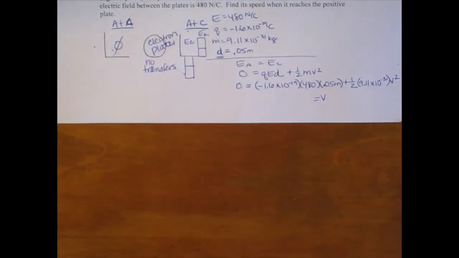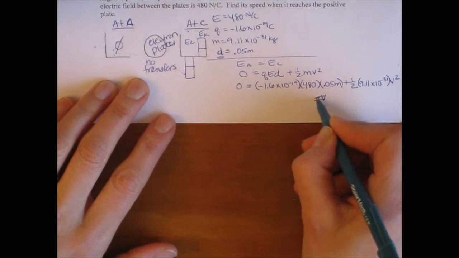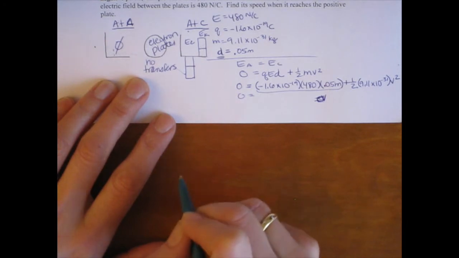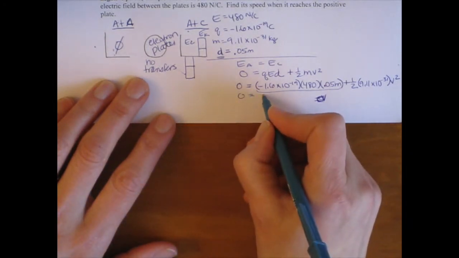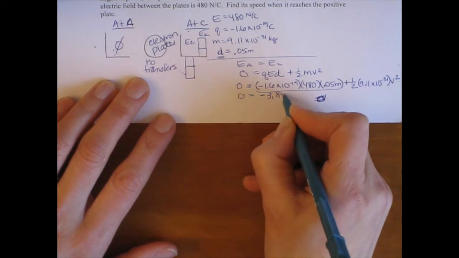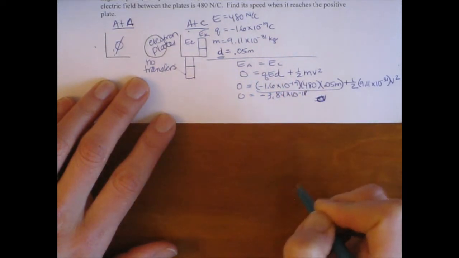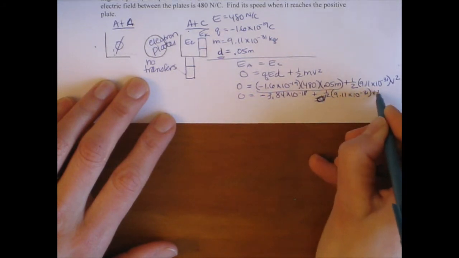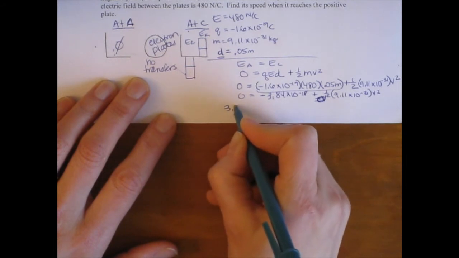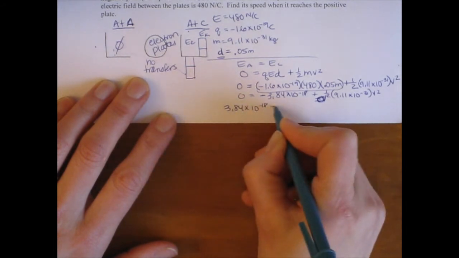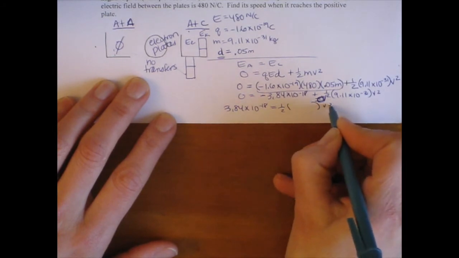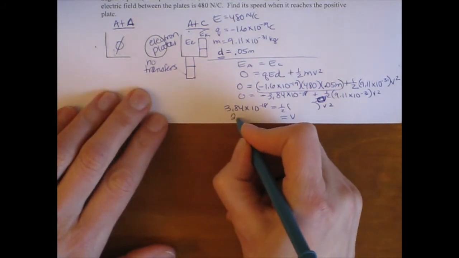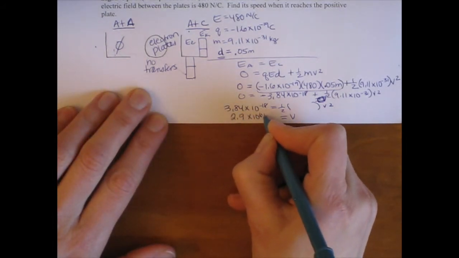And go ahead and input that into your calculator. Actually, before I input the whole thing, I'm going to just calculate this part right here, which comes out to be -3.84 times 10 to the negative 18 plus 1/2 times this thing. And so then we can add this to both sides. 3.84 times 10 to the negative 18 equals 1/2 times the mass times v squared. And then solve for v and make sure that you get 2.9 times 10 to the 6 meters per second.